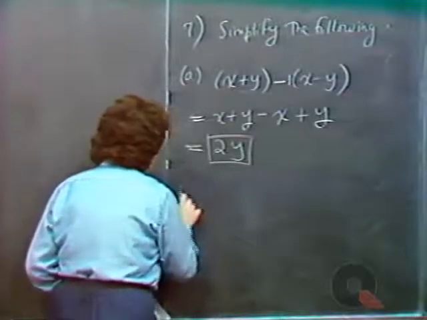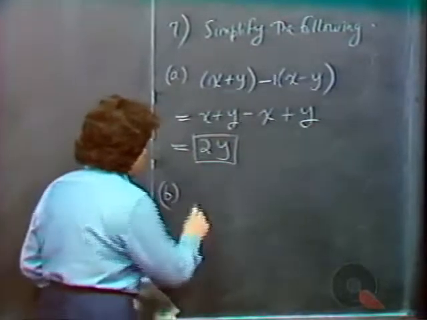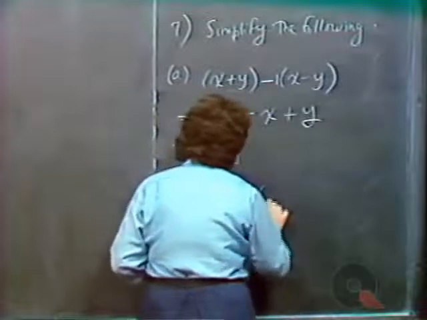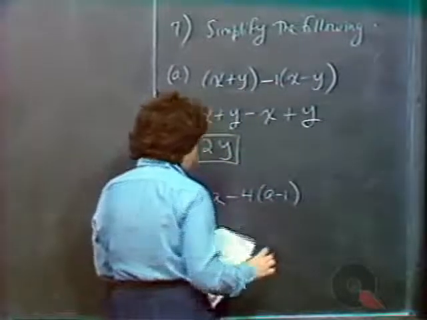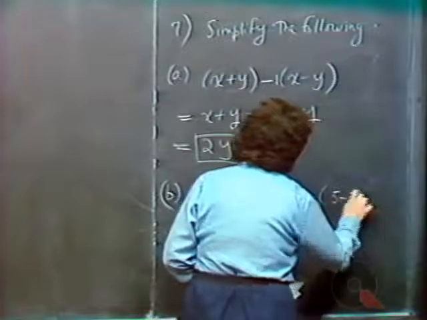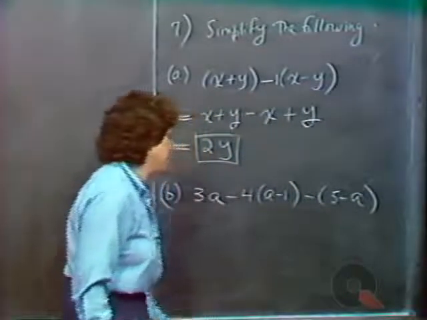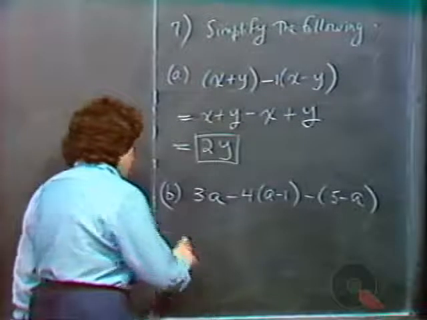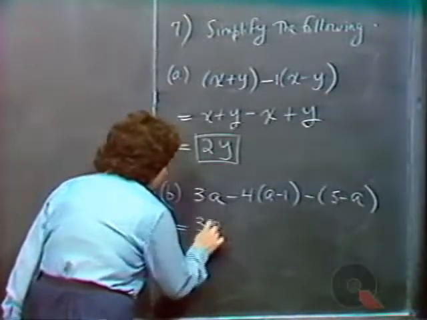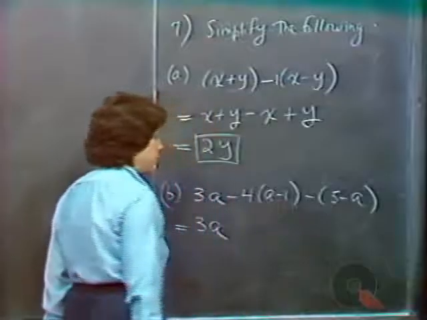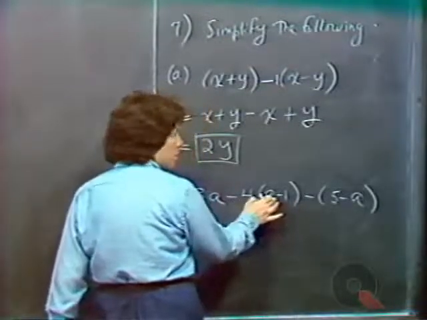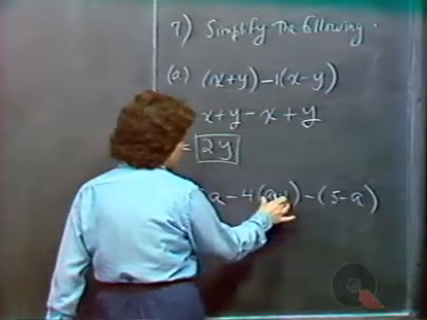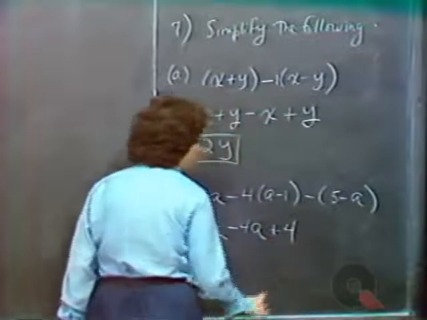Okay, let's do problem B. 3a minus 4 times (a minus 1), minus (5 minus a). Here we have 3a. Here minus 4 is to be distributed through the parentheses. Minus 4 times a, that's minus 4a. Minus 4 times minus 1 is plus 4.